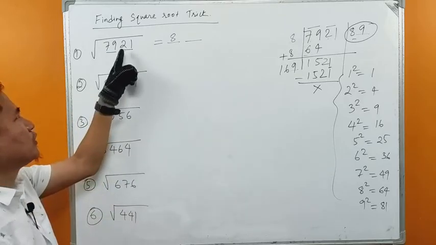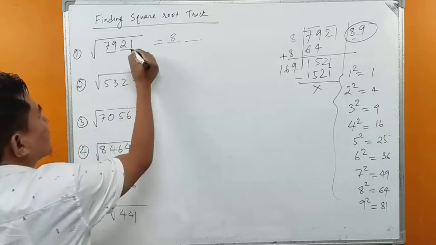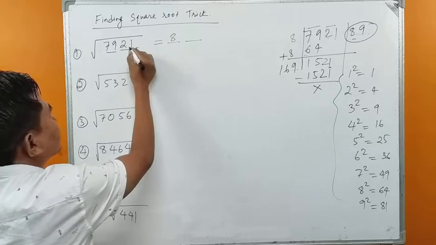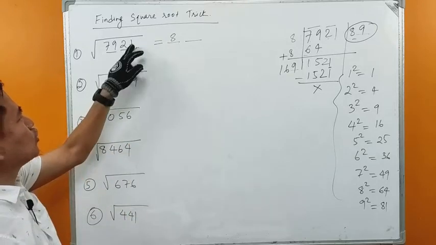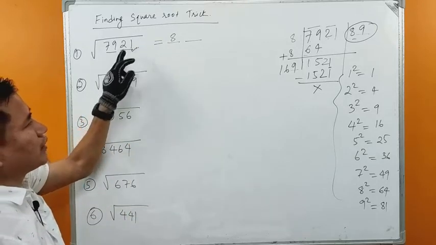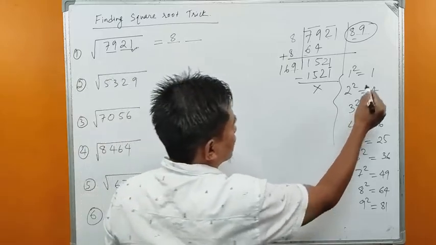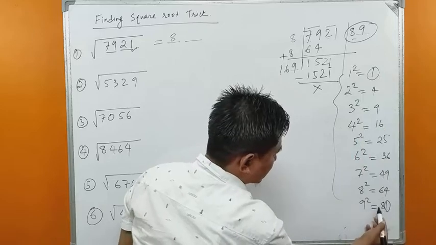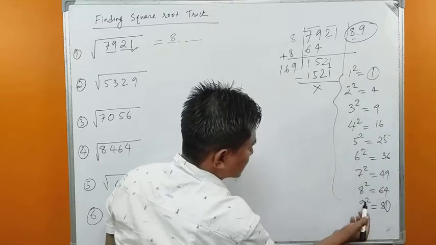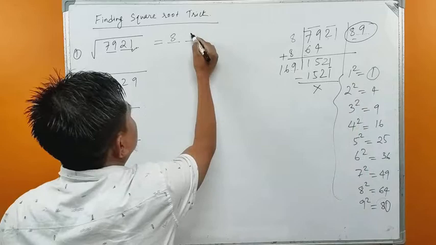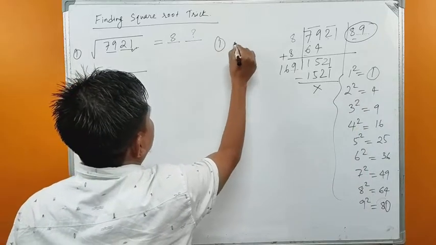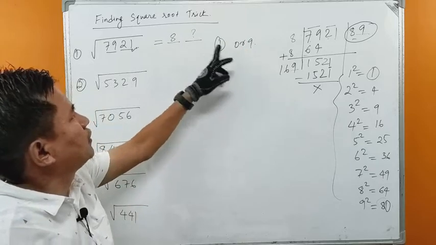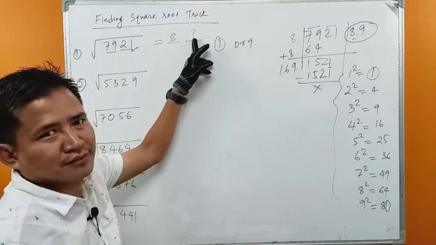Now we see the second pair. In the second pair, we just see the last number, the unit place number, that is 1. So to get 1, we have two options, isn't it? 1 or 9, that is 1 squared is 1, or 9 squared is 81. Which number should be here, 1 or 9? Because the square of 1 also gives us 1, the square of 9 also gives us 1, isn't it?